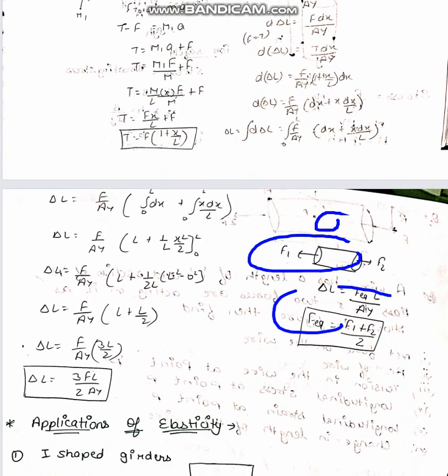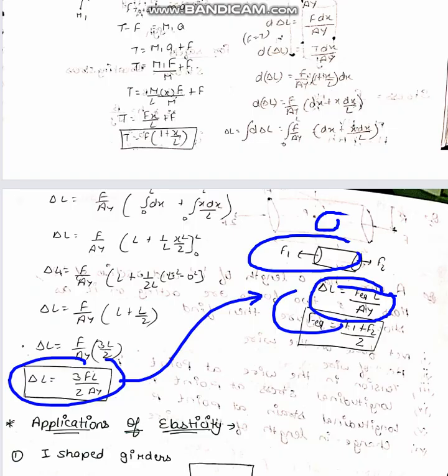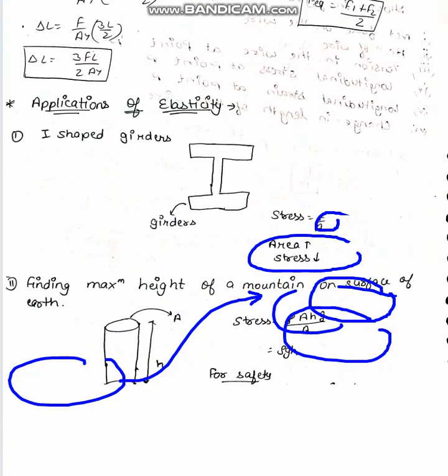delta L comes out to be 3FL by 2AY. So now to escape from integration, we can use a simple trick. We know that delta L is F equivalent L upon AY. So you just take F equivalent as (F1 plus F2) by 2. So just use this and you get the same result, just to escape the integration, but it is how it works.